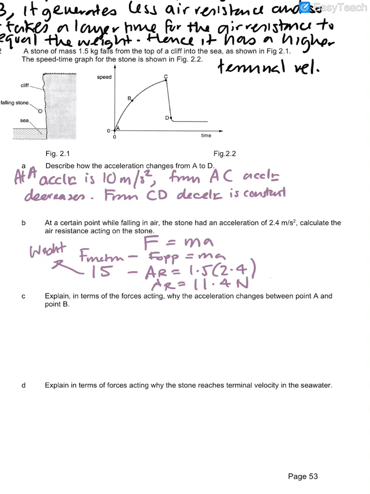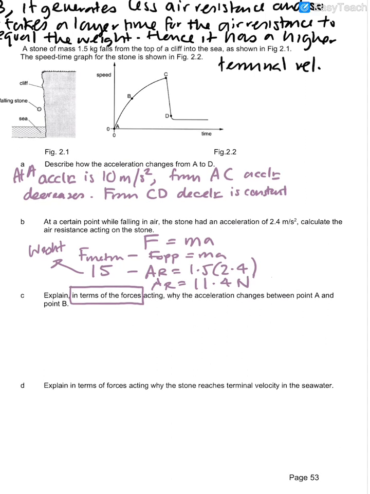Okay, now come to part C. Part C and D, especially part D, are not so easy. Part C, you have to be careful when they ask this kind of question: explain in terms of forces acting why the acceleration decreases between A and B. When they say explain in terms of forces, what do you have to say? First you have to describe what are the forces acting on the object. And you have to say acting which way.